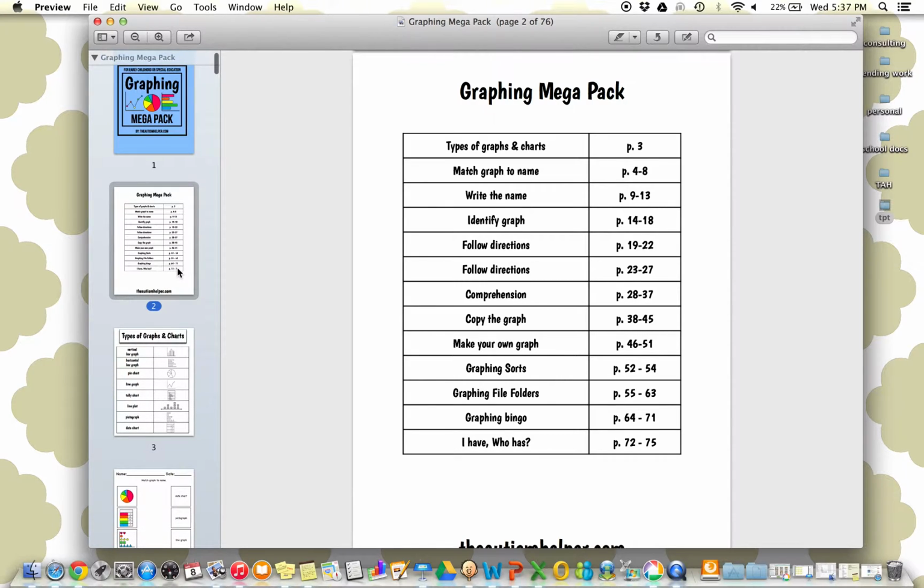So here's a table of contents that helps with your printing needs. Sometimes I only like to print off part of a unit at one time, so this makes life a little easier on me as well.